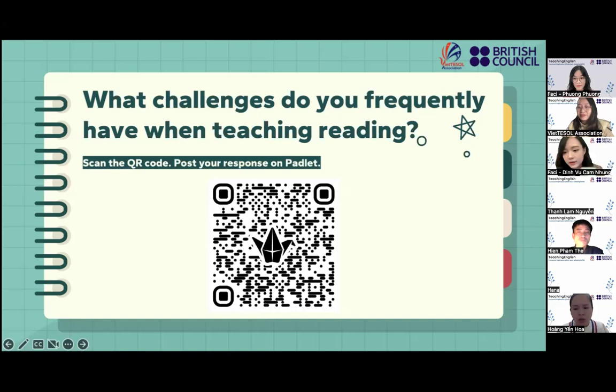Okay. And make sure to scan the QR code on the screen. If you have the link, you can also send the link via the chat box. Okay, each student will not have... wait a second. I also have the link here. Yes. Okay, I also have the link here.